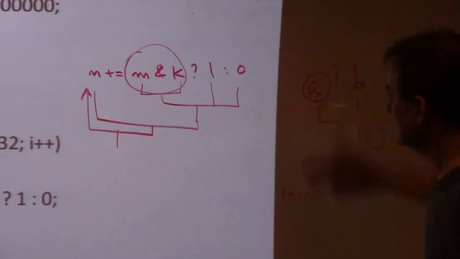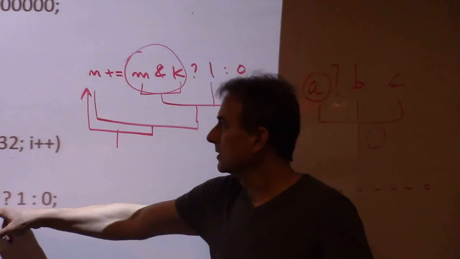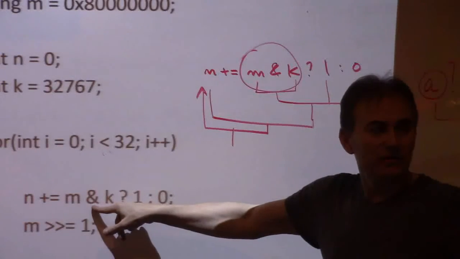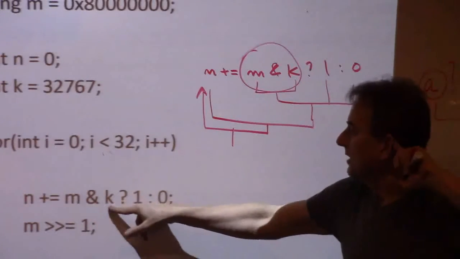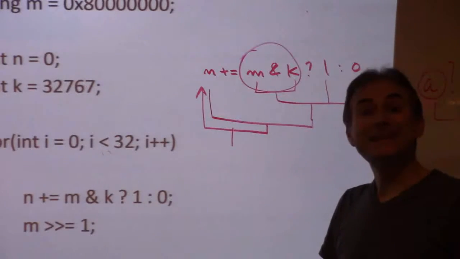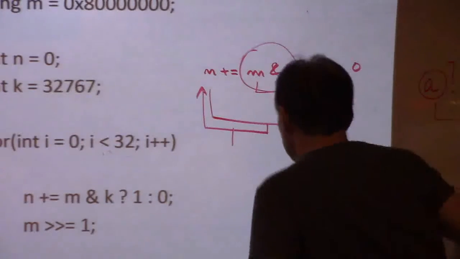So what we're going to do is take m, and now what kind of operator is this? This is bitwise and. And this is k. What's k? 32767. What the heck is that? I'll tell you what it is.